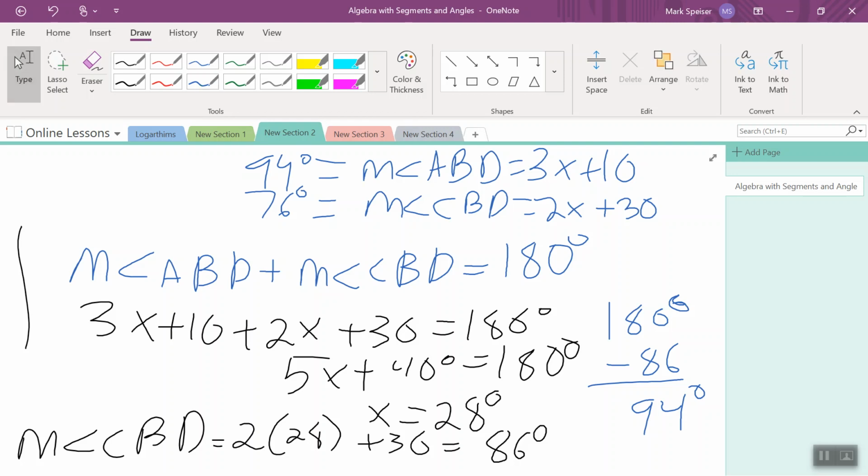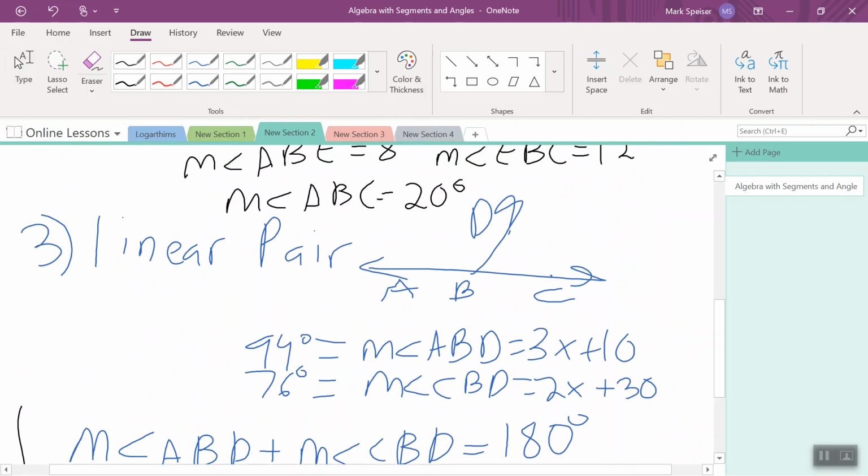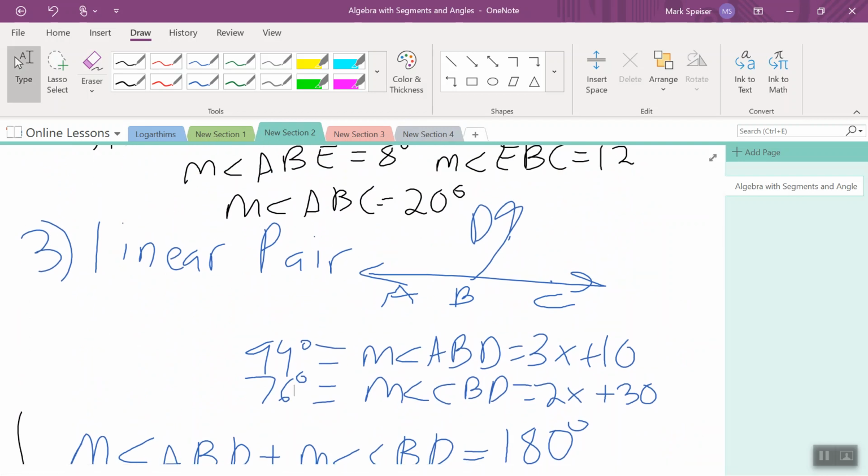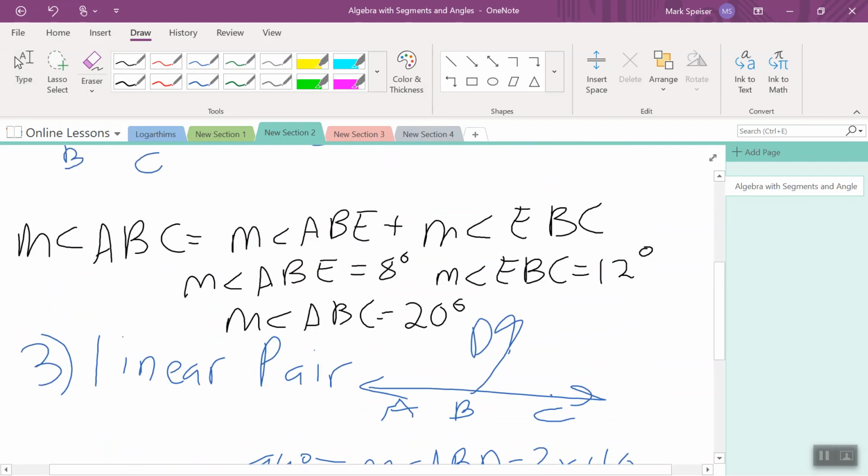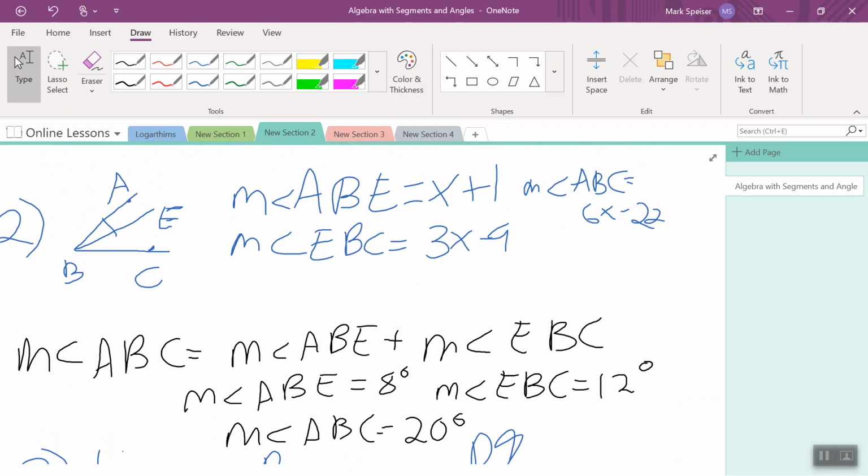So that's the basic idea. Linear pair: two angles together that add to 180 degrees. Adjacent angles: two angles that share a vertex and a common ray, in this case BE, and together they make a whole set of angles based on the concept of the whole and the sum of the parts, the angle addition axiom. So in this case, angle ABE and angle EBC together make angle ABC, and you solve for x.